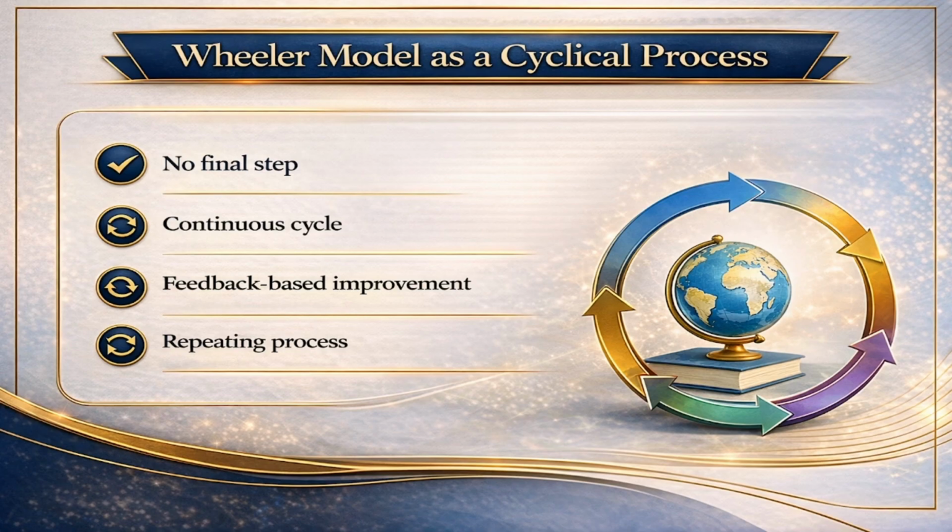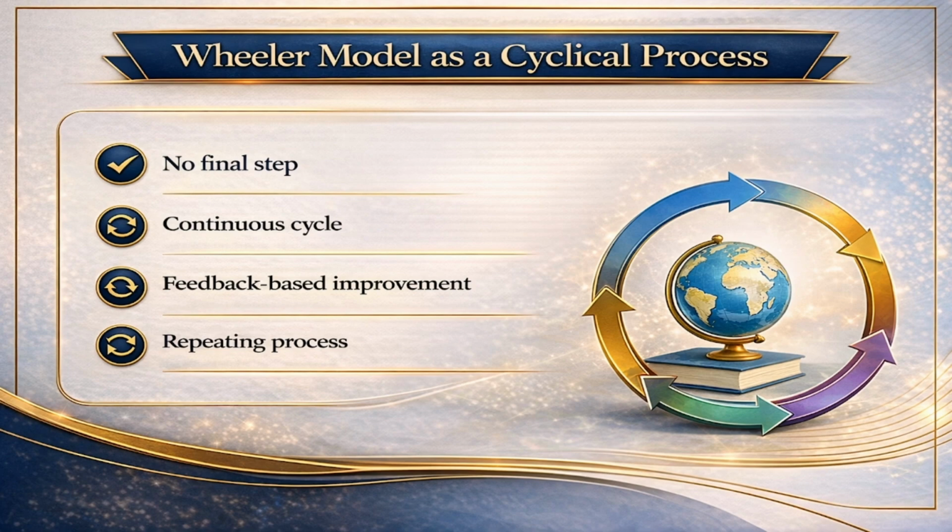Now let's discuss the concept of Wheeler model as a cyclical process and understand how evaluation leads back to objectives. Wheeler model has no final steps. The process does not end after evaluation. It is a continuous cycle because after evaluation, the teacher identifies student weaknesses, modifies objectives, and changes content and teaching methods. This model is a feedback-based improvement.